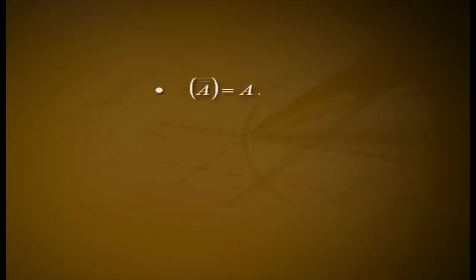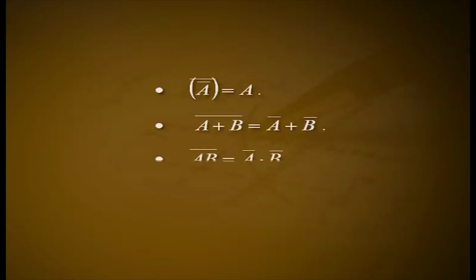Properties. Conjugate of conjugate of matrix A is A itself. Conjugate of A plus B is equal to conjugate of A plus conjugate of B. Conjugate of AB is the product of the matrices conjugate of A and conjugate of B. Conjugate of A transpose is transpose of A conjugate.